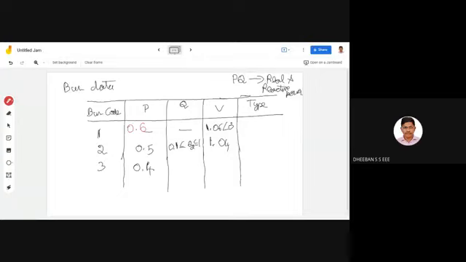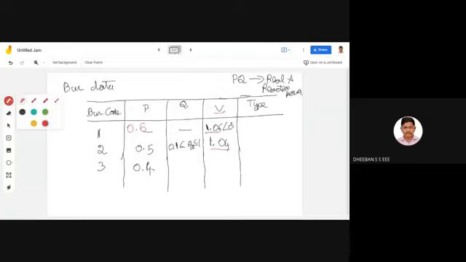Okay, for your level, they won't be asking. But if they are asking, what you have to do is see through the voltage value. In the voltage value, whichever has a very high magnitude, whether your first bus or your second bus, you have to compare. In this case, your first bus has a very high magnitude of 1.06. It is 0.02 times greater than your second bus. In such a case, you have to consider this to be a slack bus.